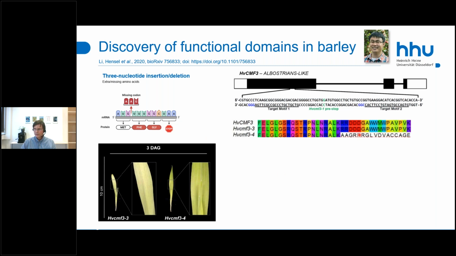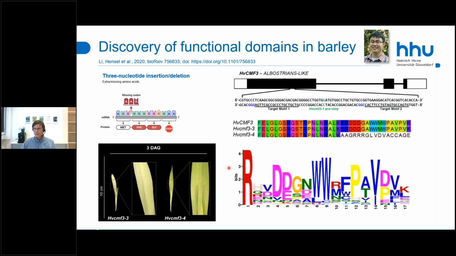So the presence of this domain leads to different chloroplast development. And thereby we could identify, so there were already 4 functional domains described for the albostrians, but by doing this site-directed mutagenesis, we could confirm that there is another functional domain amongst those genes, which is highlighted here.